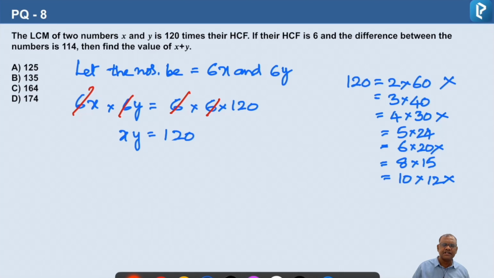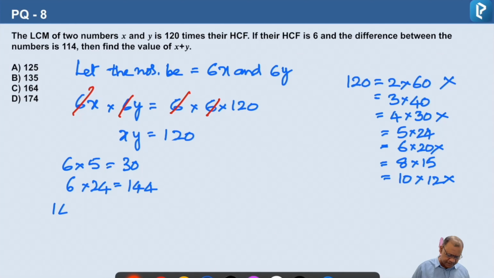So let us see whichever is appropriate among all this. So 3 and 40, 3 is very small and 40 is very big. So if you consider them, the difference cannot be 114. So let us try 5 and 24. 6 into 5 and 6 into 24. 6 into 5, 6x and 6y. This is 30 and 6 into 24, that is 144.